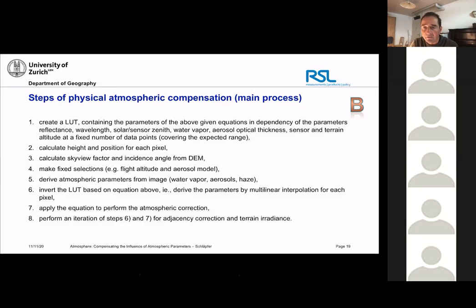First, we need to derive the 6 parameters for each pixel. Now, I said before that we have maybe only 5 calculations for water vapor, but we are somewhere in between. So it's a multilinear interpolation. For each parameter, we interpolate to the real value we are expecting in a pixel to get the 6 parameters right. So it's a 6-dimensional interpolation, which is done there. And now we have for each pixel all the 6 parameters, then we can apply the equation. Number 6 and 7 can be iterated to get the adjacency and terrain irradiance.